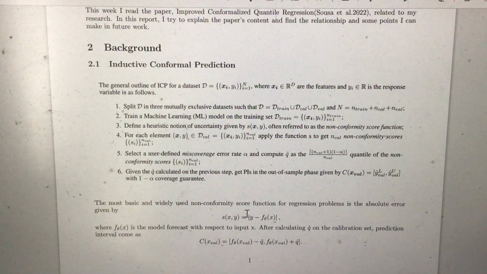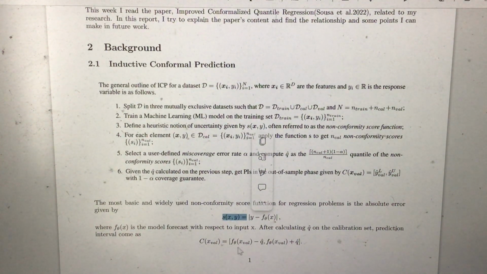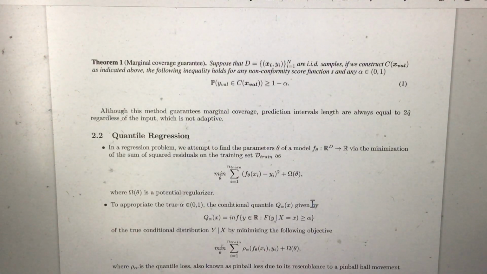After calculating Q hat on the calibration set, the prediction interval will be this one: the lower bound is f of x minus Q hat, and the upper bound is f of x plus Q hat, where x is the test data. So we can find that this prediction interval's length will always equal 2 times Q hat. So this is not adaptive.